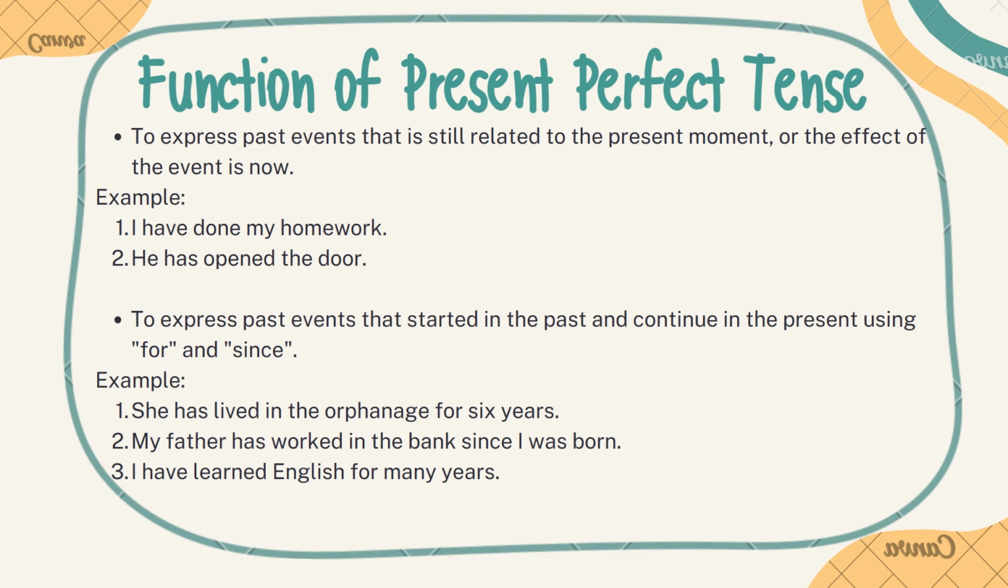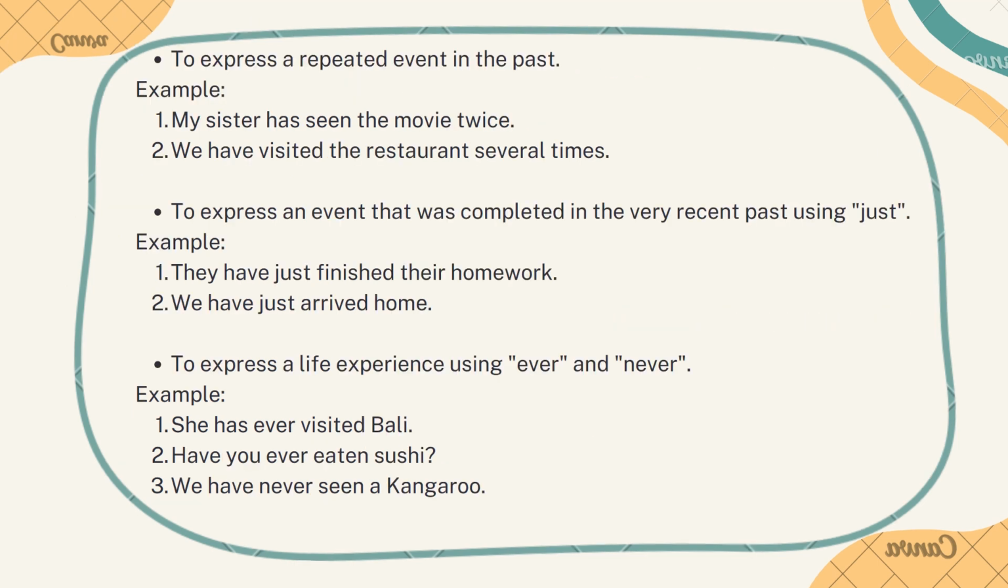Alright, now we're gonna move on to another function of the present perfect tense. Alright students, now we're going to continue to the third function of the present perfect tense. The third function is to express a repeated event in the past. Okay, let's take a look at the examples.